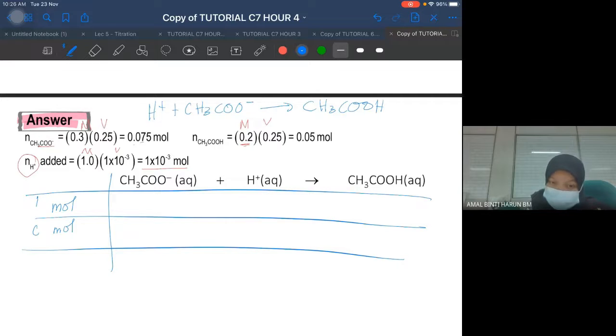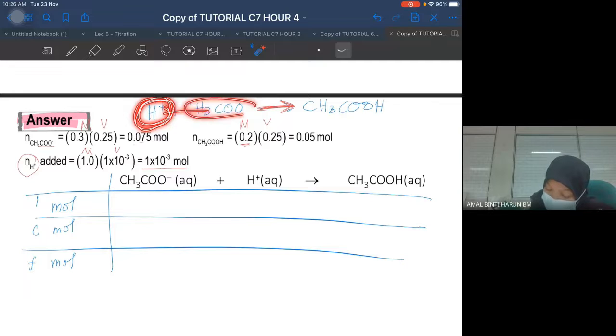lepas tu final mole. Final maksudnya kita bukan buat equilibrium sebab kita buat full headed arrow. It is not reversible. Maksudnya dia takkan patah balik jadi H plus yang tadi lah. This one, the H plus added is permanently consumed or neutralized by the salt to form this one. Okay, so kita buat equation ini.